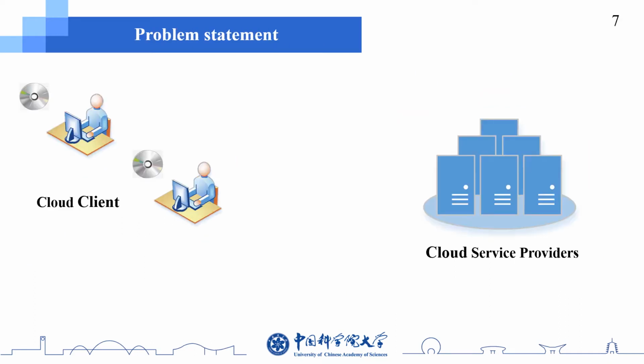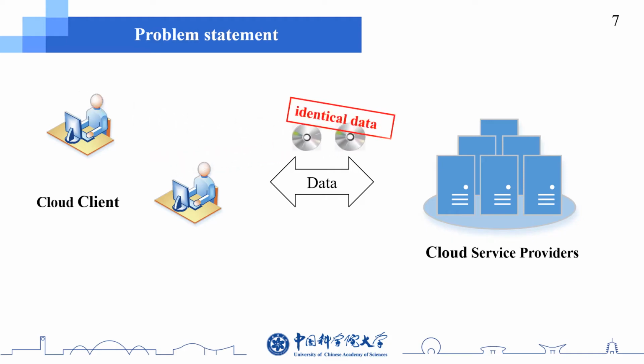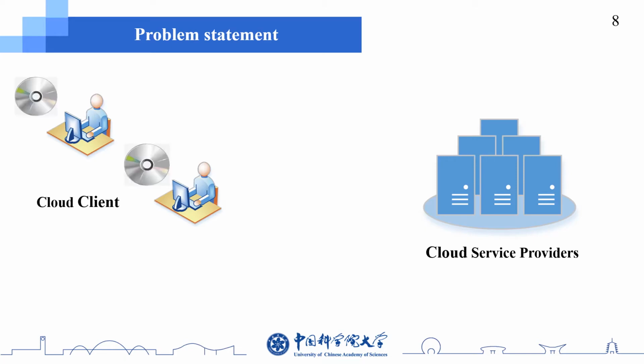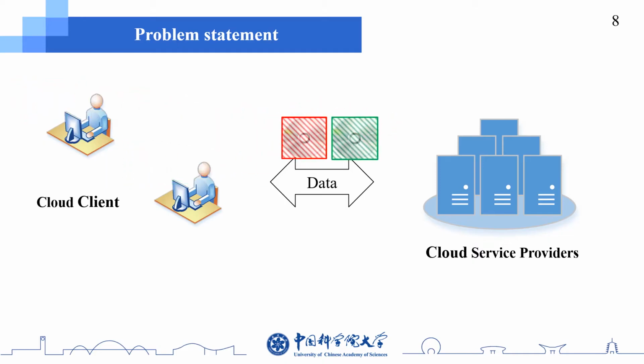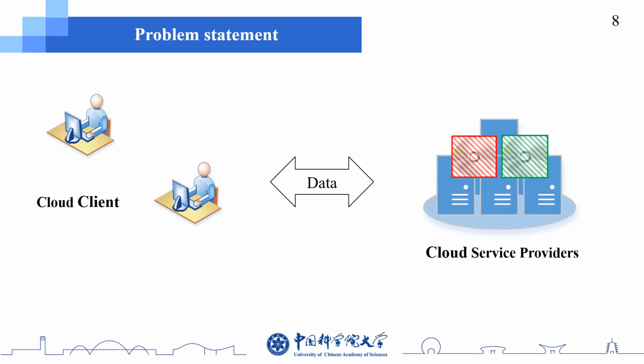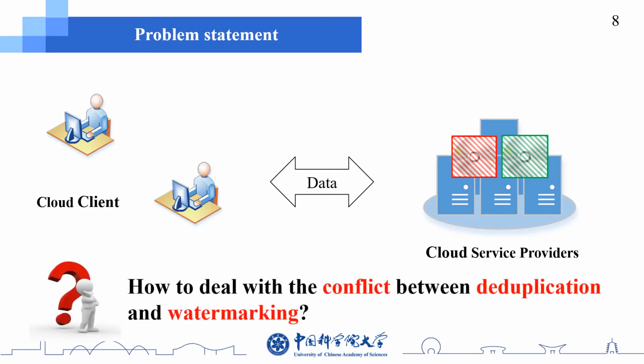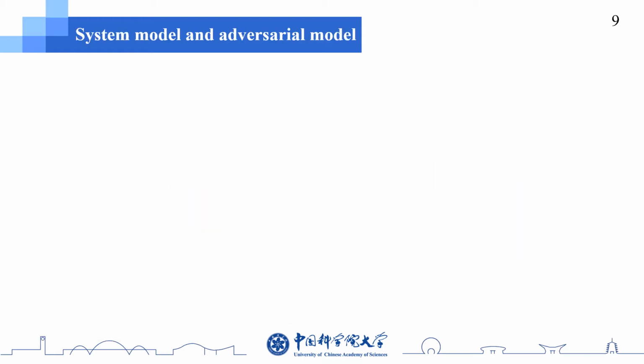Unfortunately, traditional watermarking will disturb deduplication. Without watermarking, the duplicated file can be easily detected and removed. But after introducing watermarking, the identical file will be processed into different files by different data owners using their own secrets, and the different watermarked files cannot be deduplicated anymore. So, how to deal with this conflict between deduplication and watermarking?